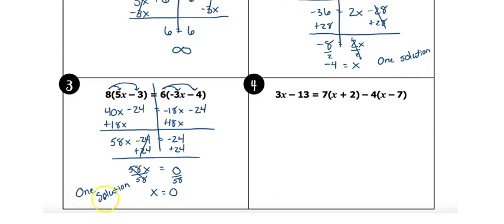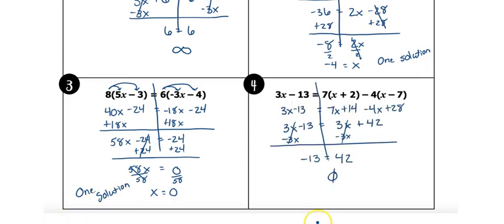Let's do one more. Pause, do number 4, and come back. All right, here we distributed first, combined like terms, and then we were ready to move the variables together. At that point, we had 3x on the left, 3x on the right. When I undo a positive 3x, the inverse operation is subtraction. So I subtract 3x from both sides. Well, when I do, the only thing left in my problem is -13 equals 42. Well, -13 will never equal 42. Therefore, I have no solutions.